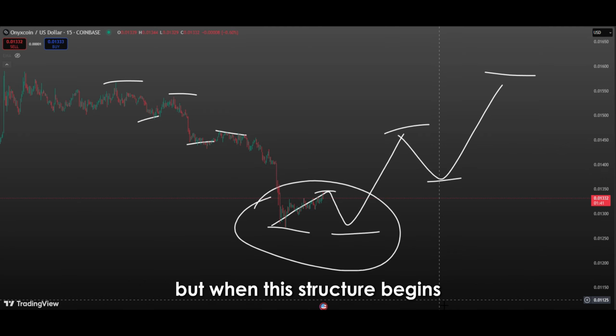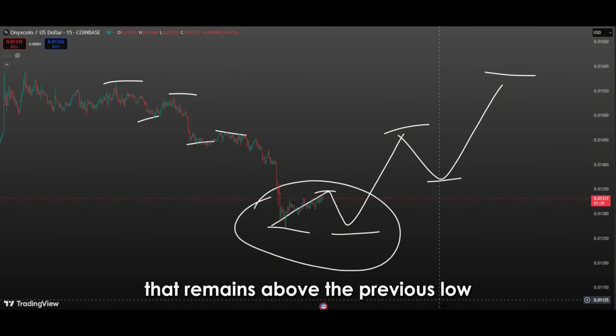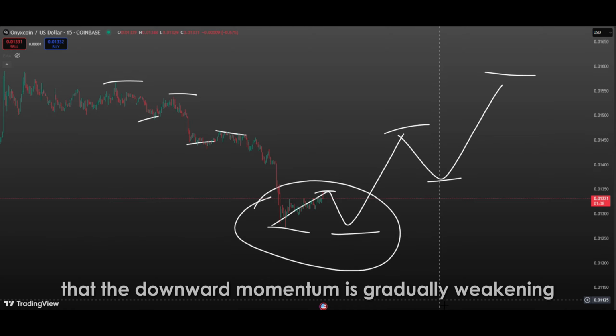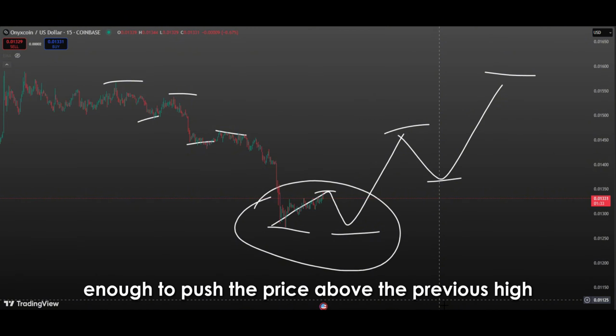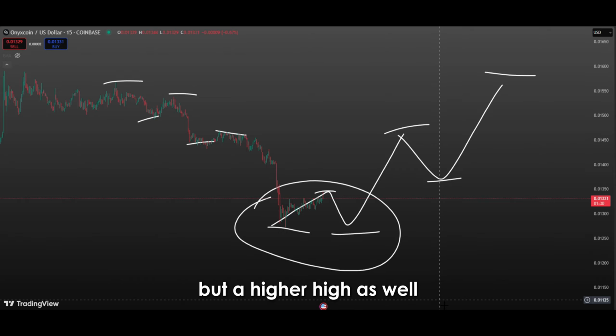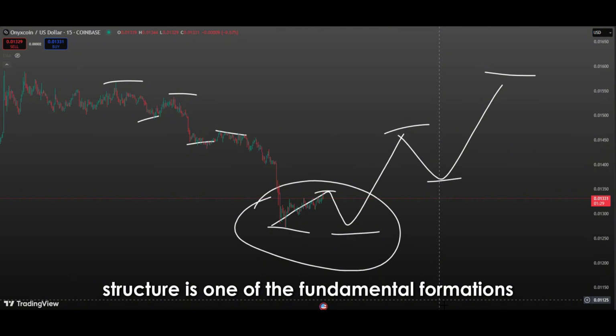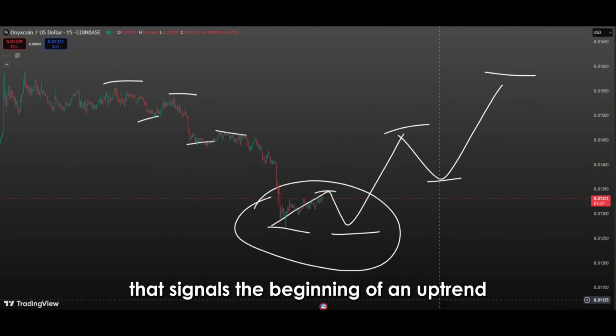But when this structure begins to break, specifically when the price forms a new low that remains above the previous low, it indicates that the downward momentum is gradually weakening. More importantly, if buying pressure from this higher low is strong enough to push the price above the previous high, then not only has a higher low been formed, but a higher high as well. This dual structure is one of the fundamental formations in technical analysis that signals the beginning of an uptrend.